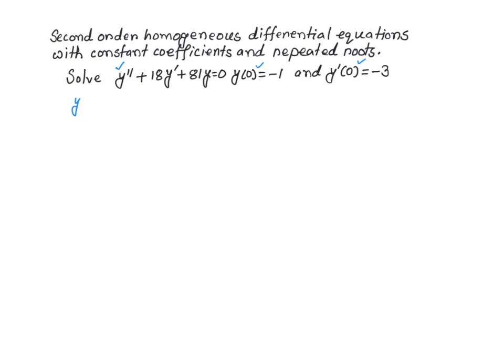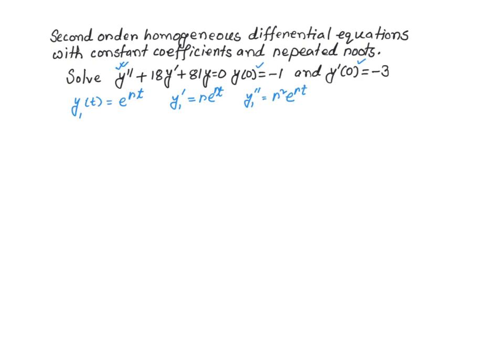Let's call it y1 of t, is equal to e to the power rt, where r is some constant. So if this is a solution, it should satisfy this given differential equation. So let's take the first and second derivatives. So y1 prime is going to be equal to r times e to the power rt, and y1 double prime is going to be r square e to the power rt. This should be rt.